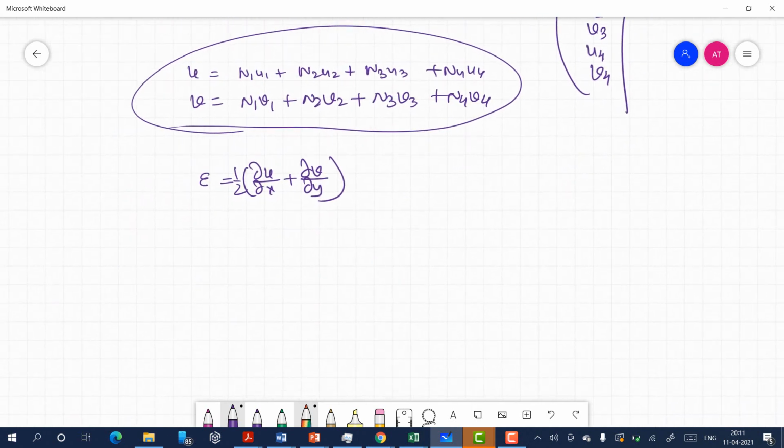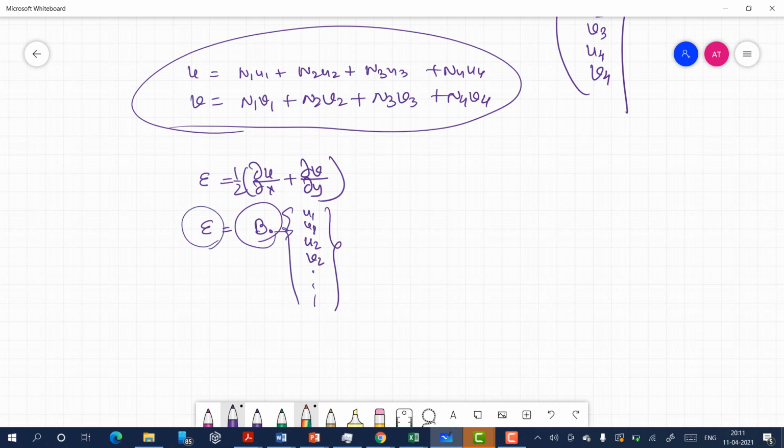When we write epsilon in the form of the nodal values of U and V, the matrix which is multiplied with U1, V1, U2, V2, and so on, the nodal values, to get the strain values is called the B matrix, right? What does it mean? It means that we have to find out the partial derivative of the nodal degrees of freedom, right? So how will we do it?